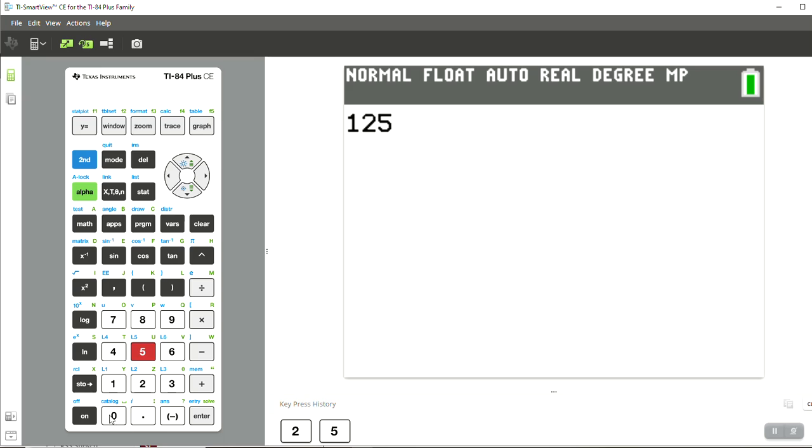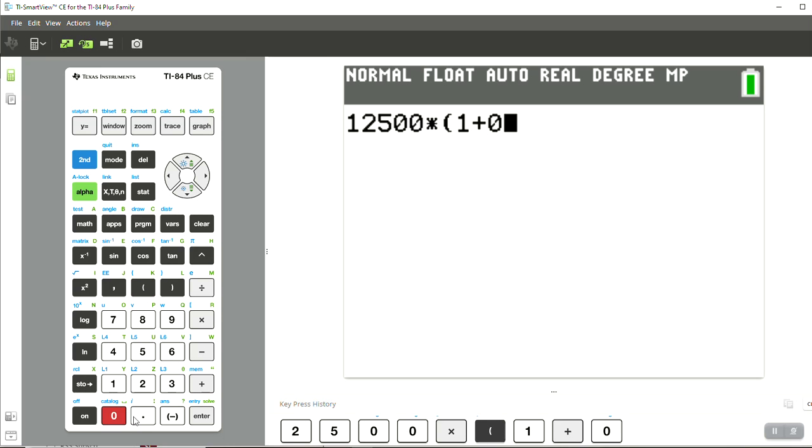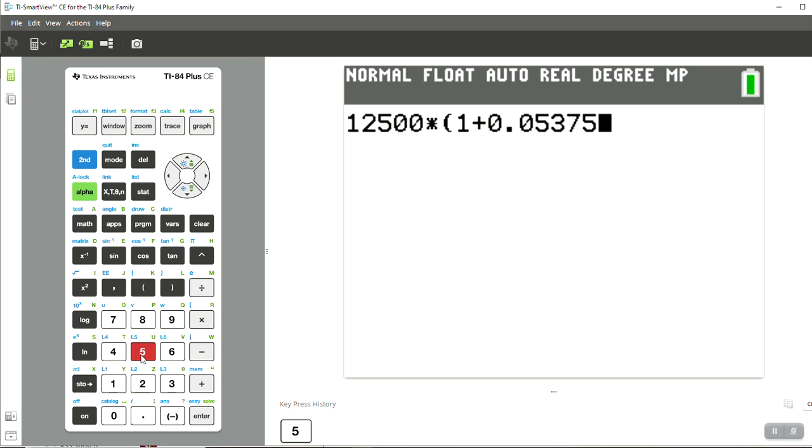So I'm going to start off with the original one-time lump sum principal amount of 12,500. Most calculators will require you to use a multiplication, even though mine doesn't. I will still put it there. Then you're going to open a parenthesis for the base, which is 1 plus the APR of 0.05375. That's the decimal form of 5.375%. You're going to divide it by 365 because that's the value for n for compounded daily.